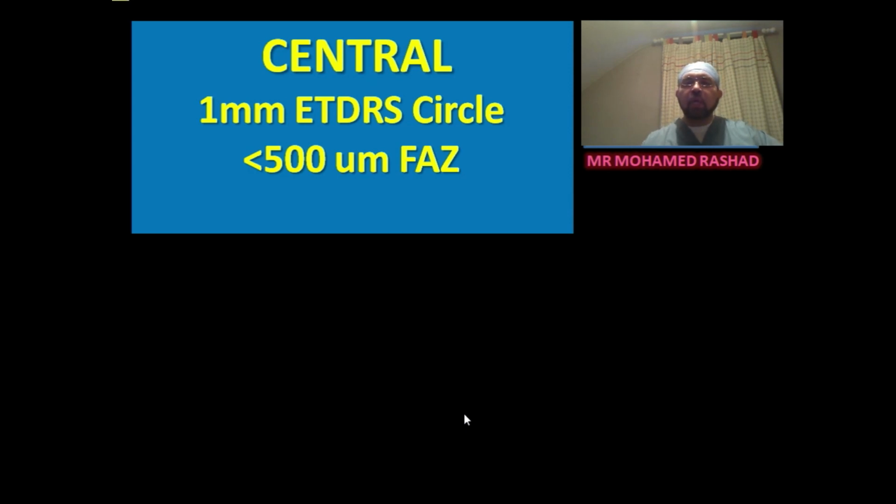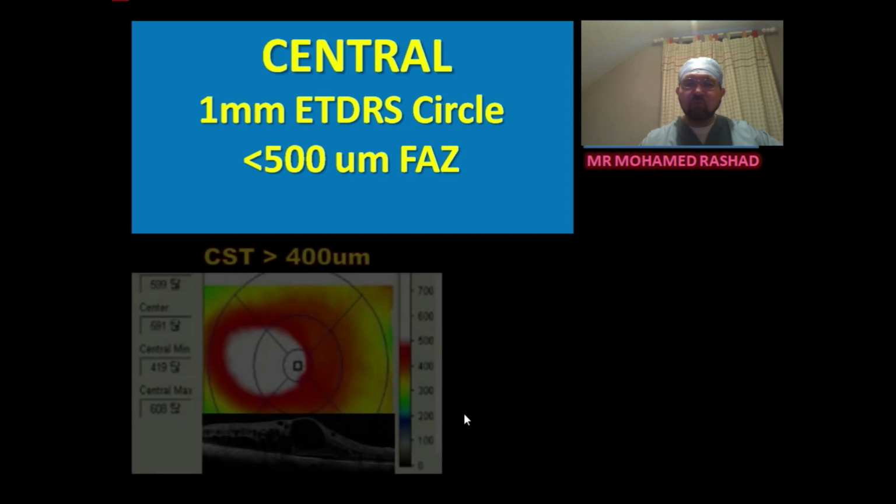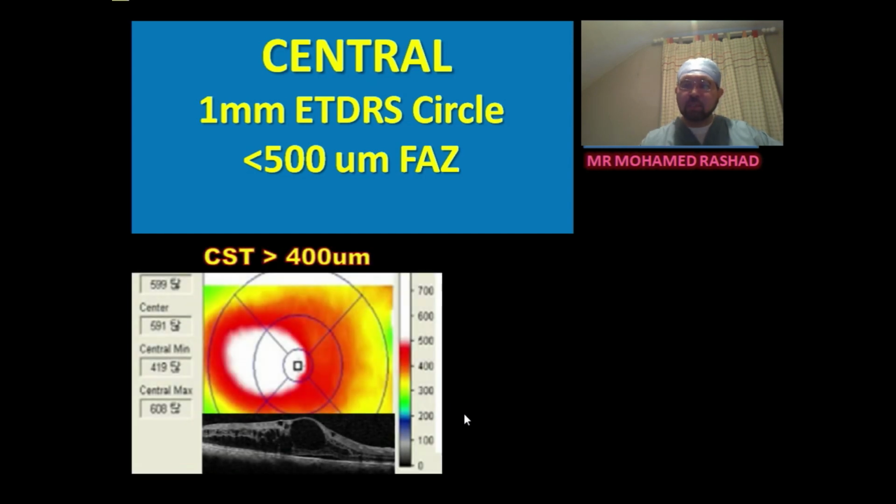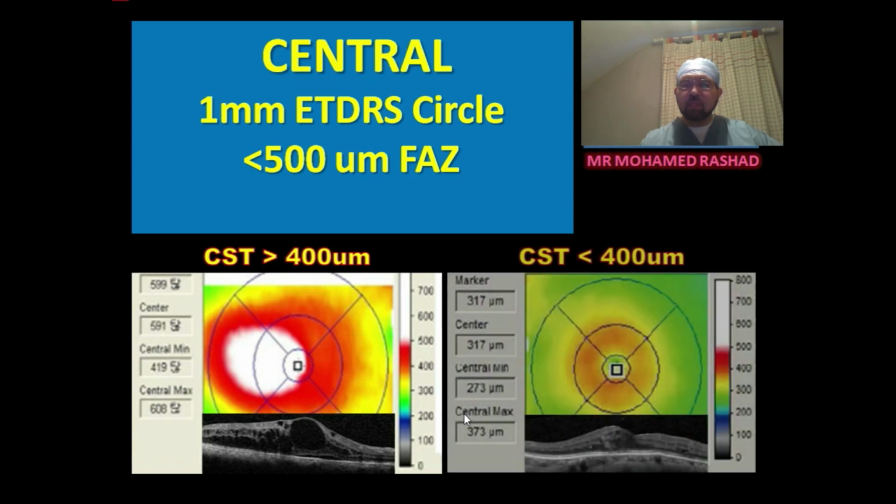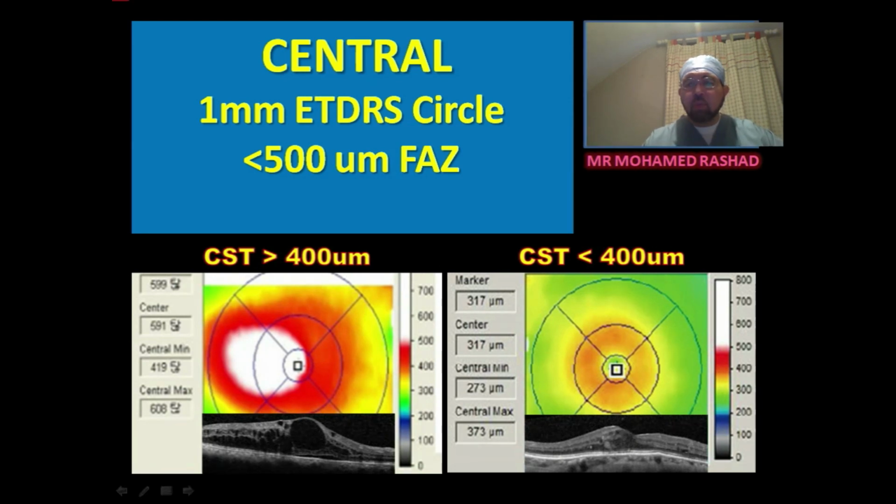So if it is central, as we discussed before, we have to ask ourselves what is the thickness. So if the thickness is more than 400 microns, we are having some treatment modalities. If it is less than 400 microns, we have other modalities. So why 400 microns? This is according to the NICE guidelines, which is the National Institute for Health and Care Excellence in UK.